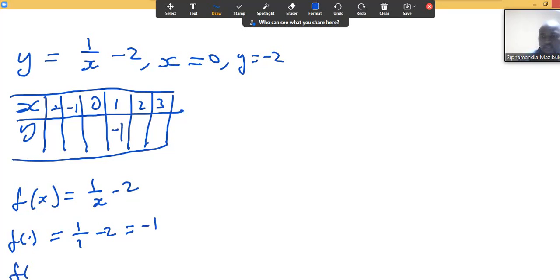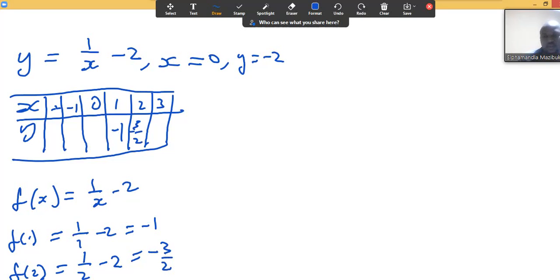So let's look at f at 2. Here we're looking at 1 over 2 minus 2. So what this should be, we're looking at a half minus 2, so this is -3 over 2. Yes, we have -3 over 2.